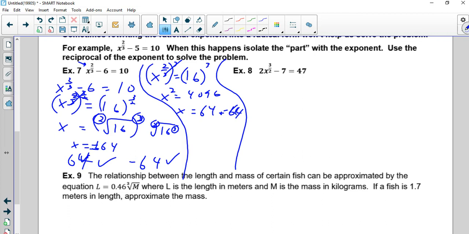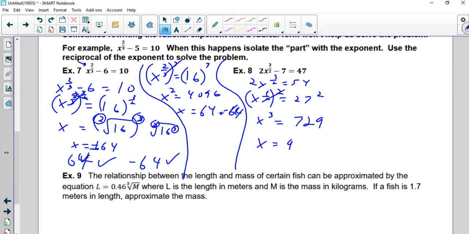Let's try this one. We're going to add 7 to both sides. We get 2x to the 3/2 equals 54. Divide by 2, x to the 3/2 equals 27. Now once again, we'll do it both ways. I could take it to a power of 2 on both sides, and get x cubed equals 27 squared, which is 729. And then take the cube root of that, which is 9.